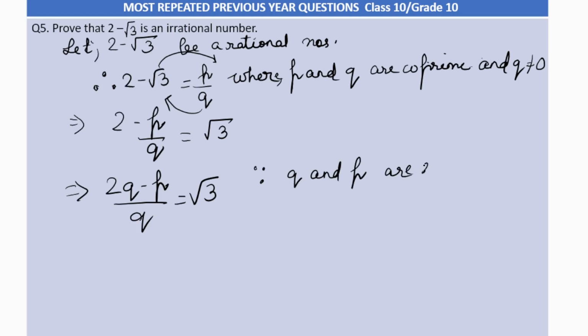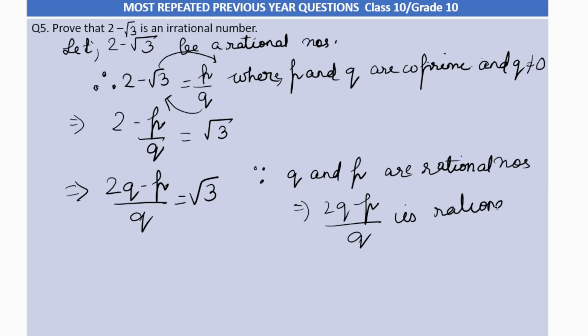So this 2q minus p by q, this particular fraction that we have written here, is a rational number, which implies 2q minus p by q is rational. That means root 3, which is on the right hand side, is also rational. But is root 3 a rational number?